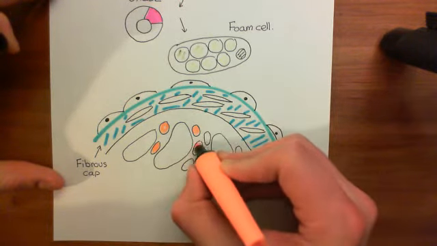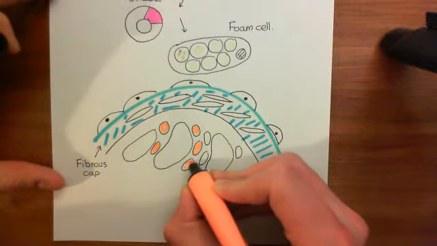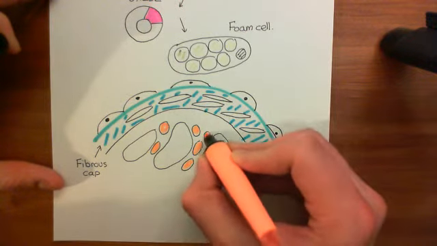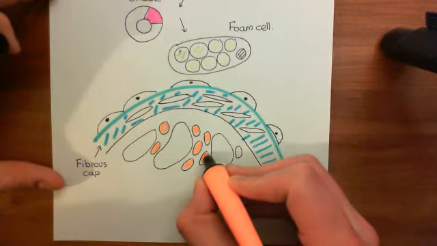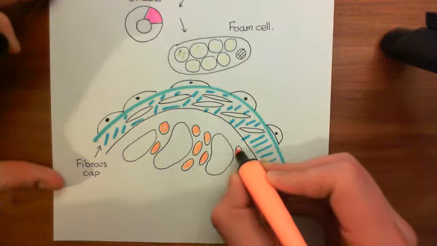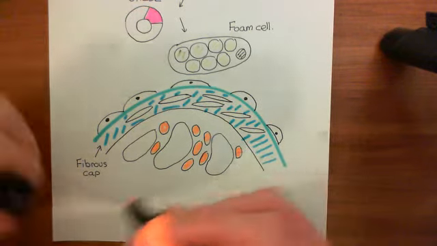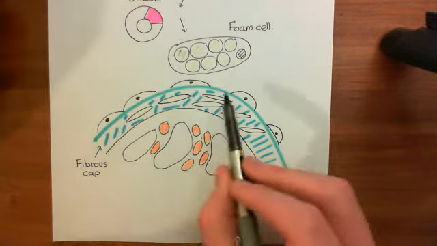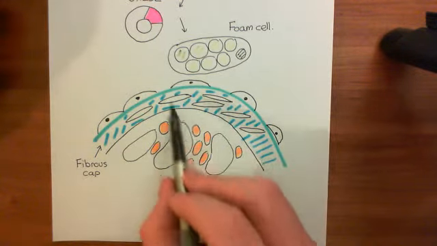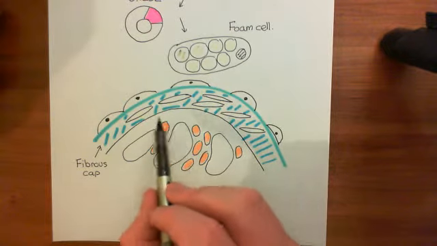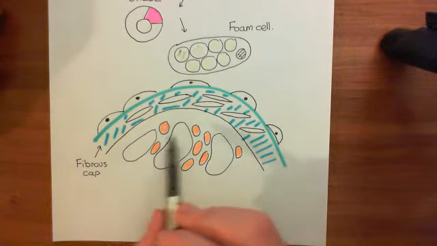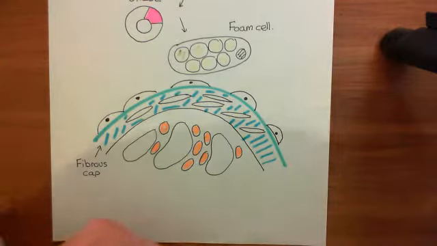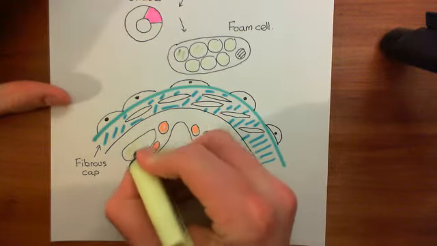Okay, and then we also have the macrophages as well, which are coming in from the blood continuously by monocytes differentiating into macrophages, and then those are producing the superoxide that's continuously converting LDL, which is also continuously coming in, into oxidized LDL and continuing the entire process, making it worse and worse and worse, basically.